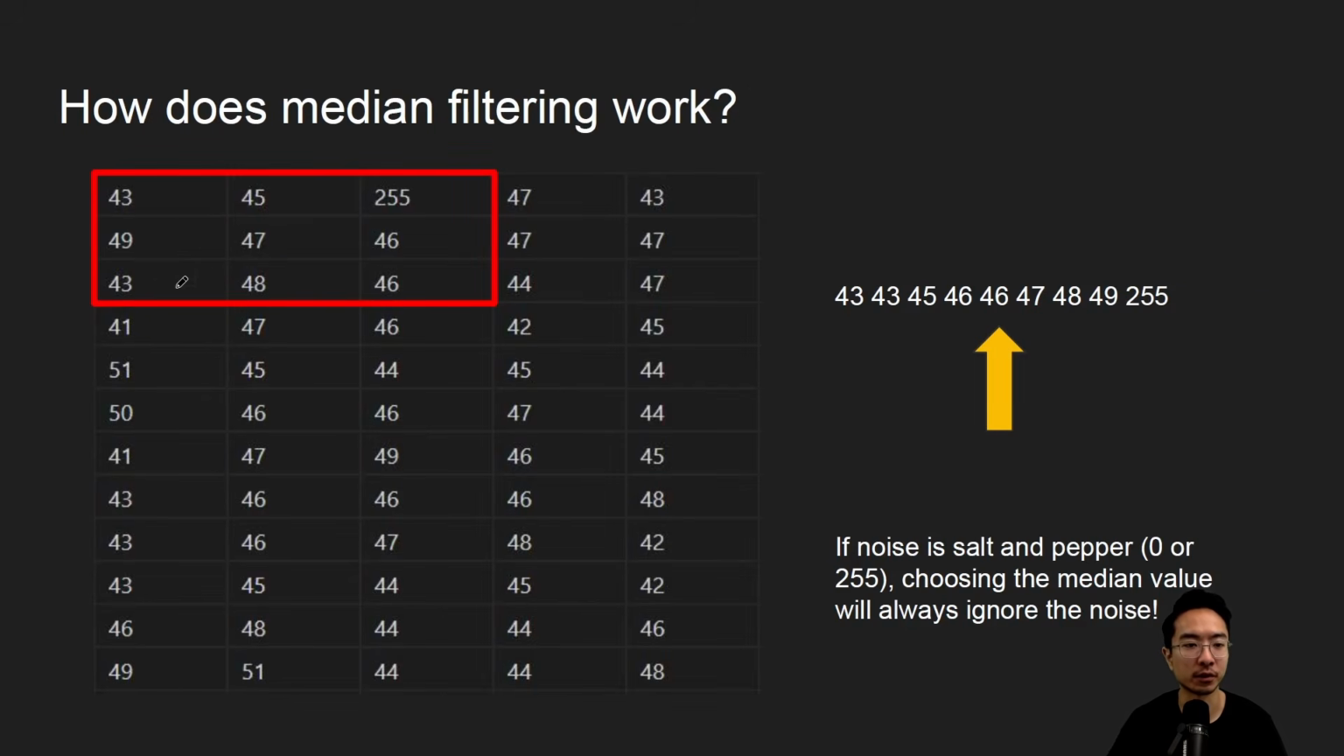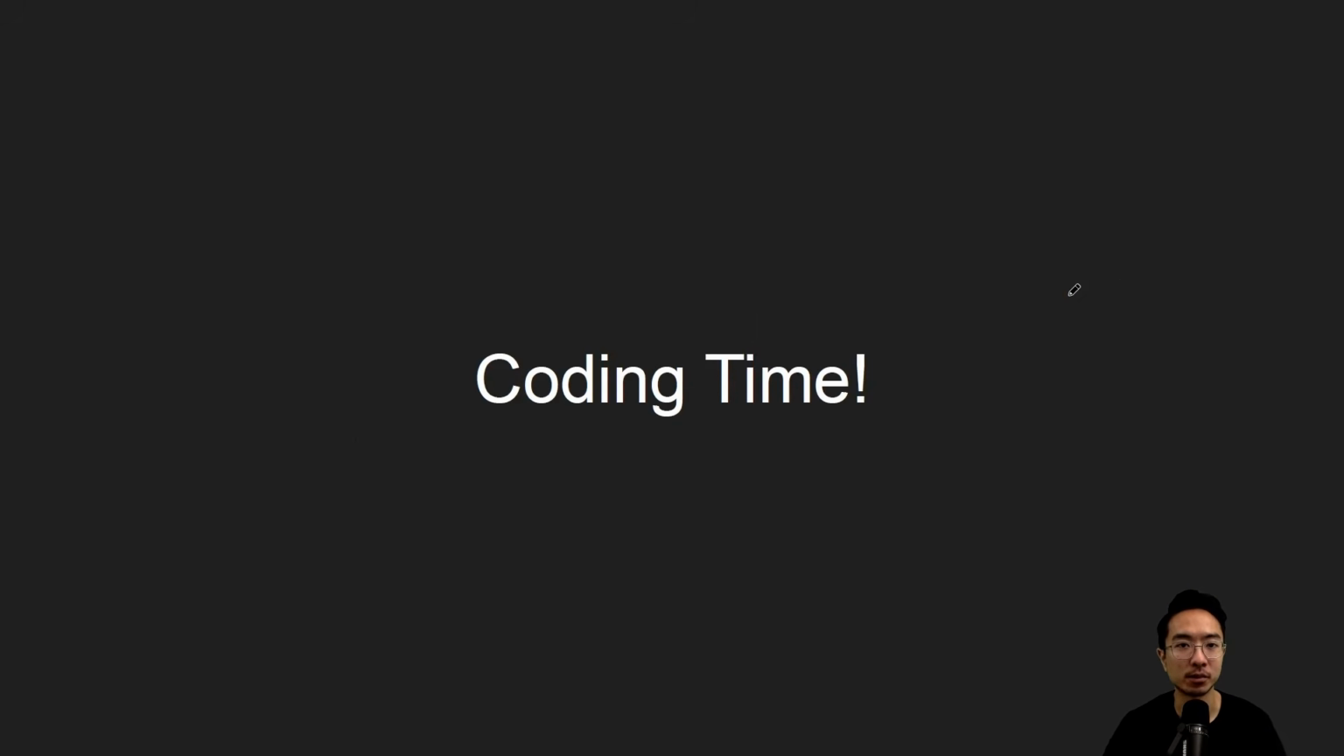The way it works is you have a kernel here. Here we have a 3x3 kernel, and we look within the kernel and choose the median value. If we list out each number, the middle number is our median, and that is the value we keep. The reason it works so well with noise, especially salt and pepper noise, which generates noise of either 0 or 255, is that it's in the extreme values, right? It's always going to be outside of the median, so it will always get filtered out. That's why the noise of 255 here will go away. So let's jump straight into a coding example to see how this works.